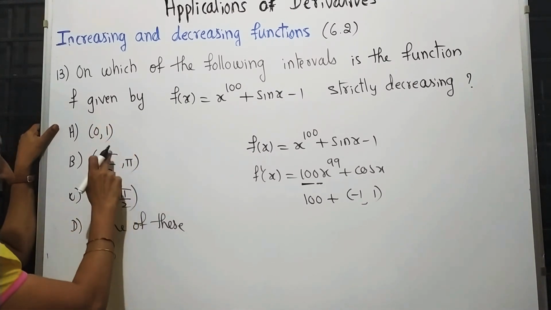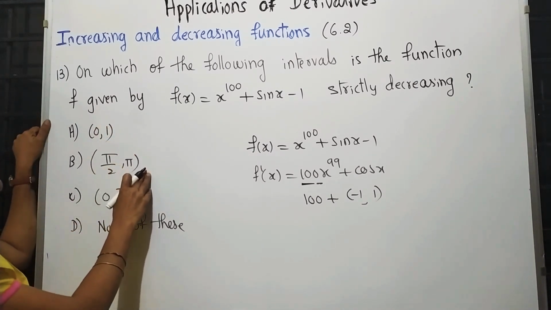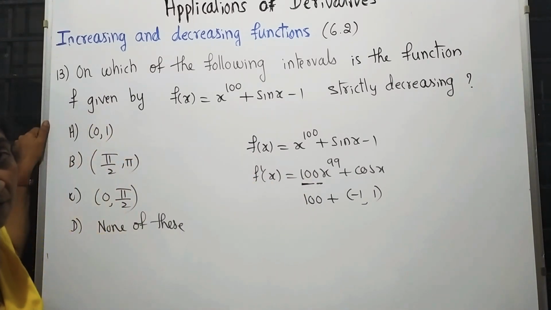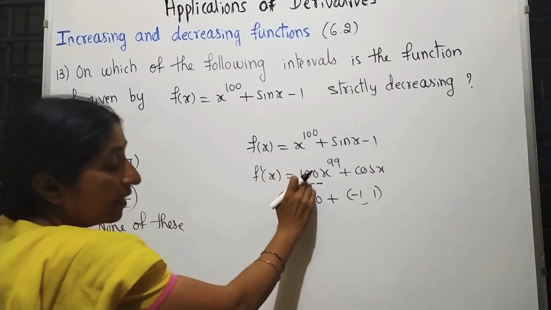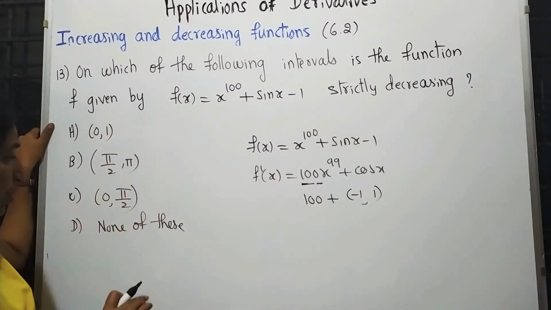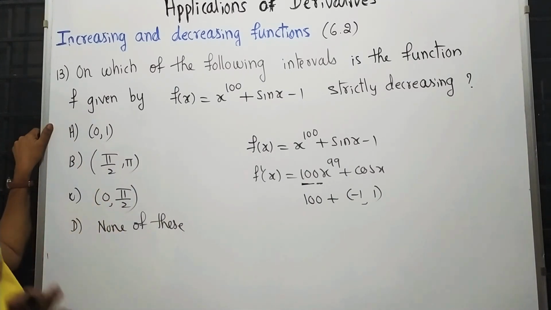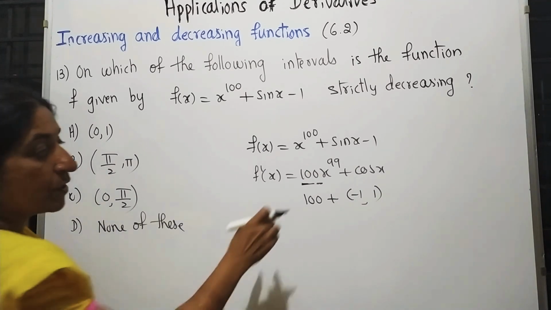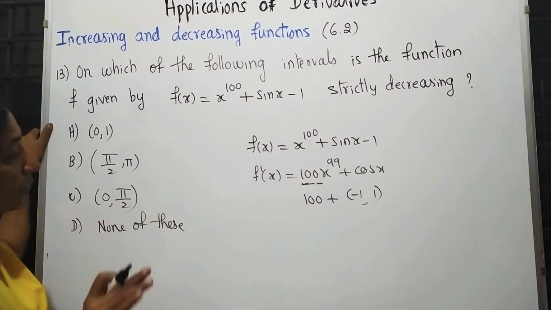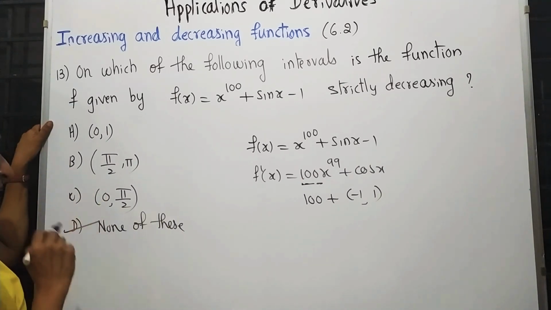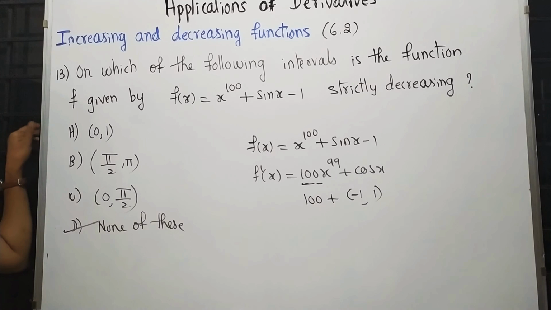And in the second one, pi by 2 to pi, in the second quadrant, cos is negative, but it is less than 100. So, 100 minus some least value, again positive. This is also positive, increasing. 0 to pi by 2 is the first quadrant. In the first quadrant, cos is positive. 100 plus some positive value is positive. So there also it is increasing. That means it is never strictly decreasing. Our answer is none of this. All the above three are not matching with the decreasing condition. Therefore, it is none of this.